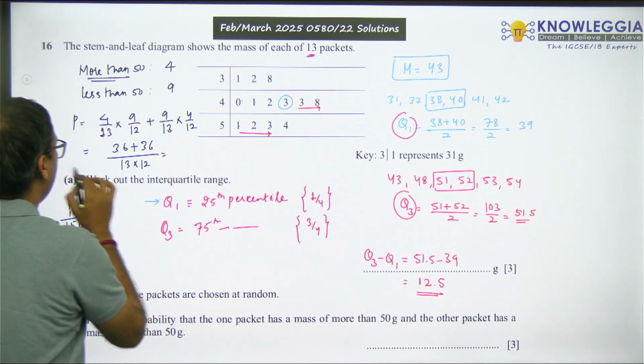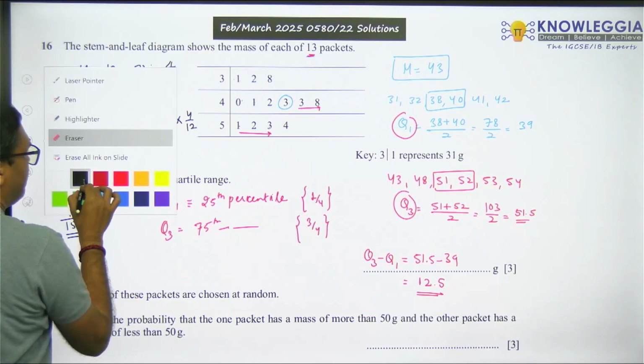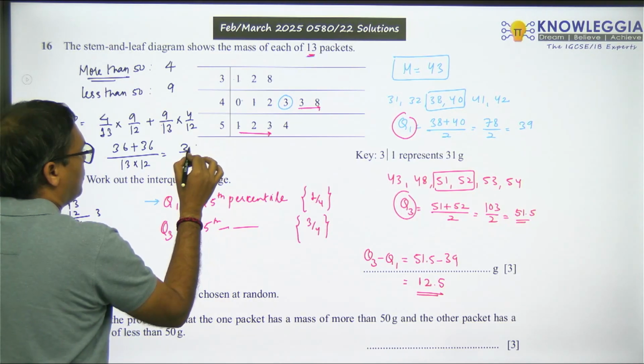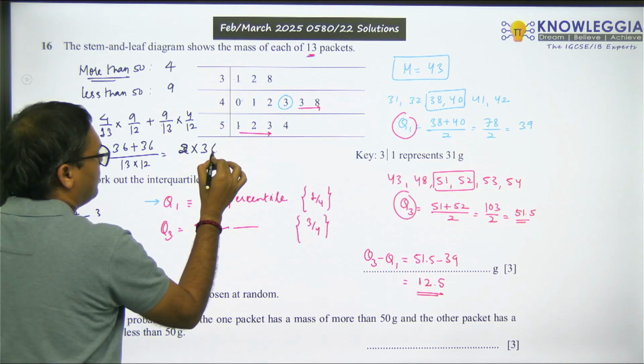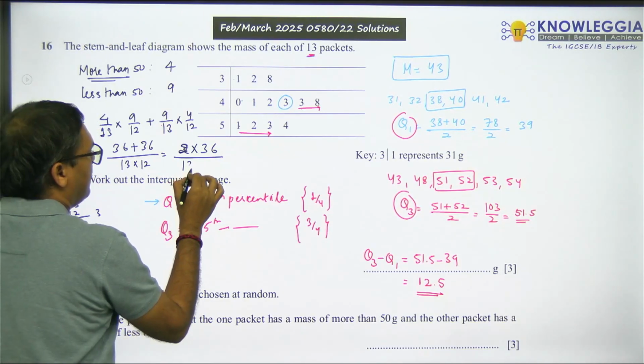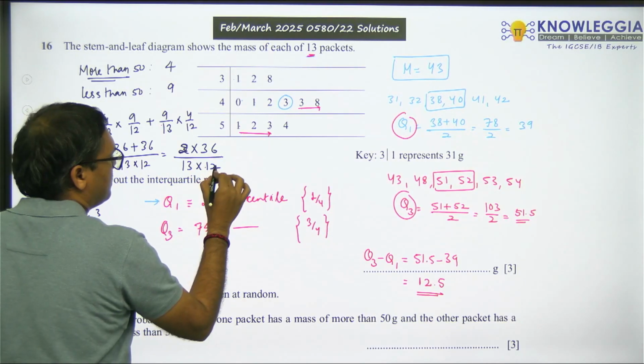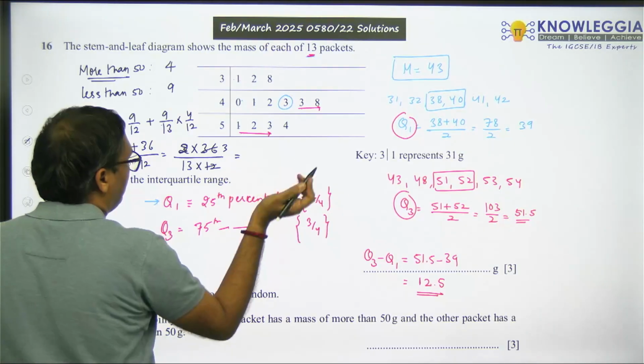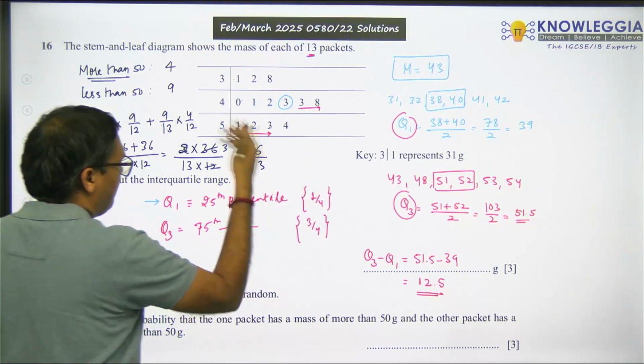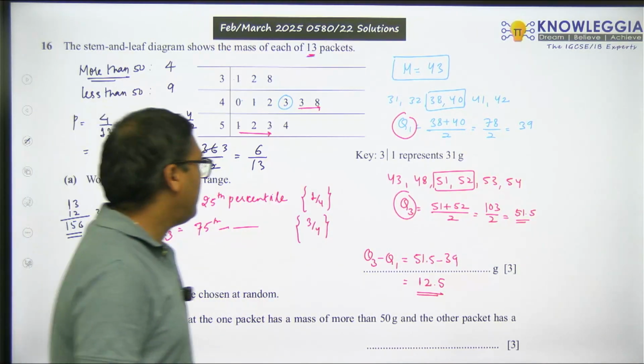You can see this is 2 into 36. What we can do is 2 into 36 divided by 13 into 12. So this is 3. Okay, so this is actually 6 by 13. I think we have made some calculation mistake in the previous one. This is 6 by 13.